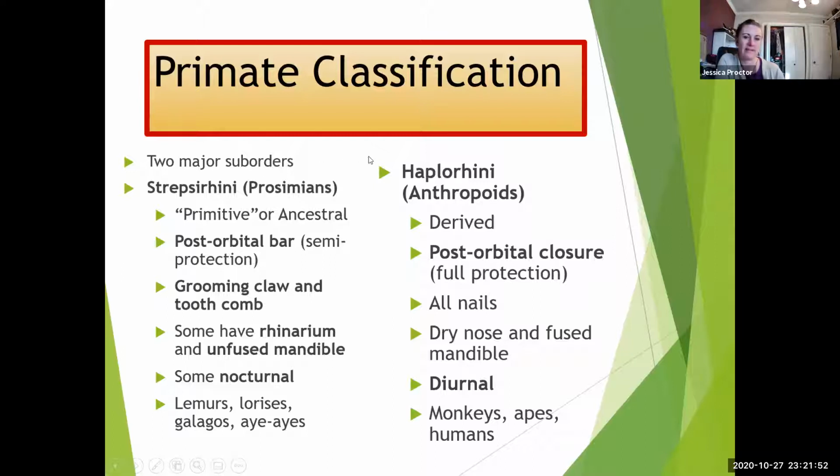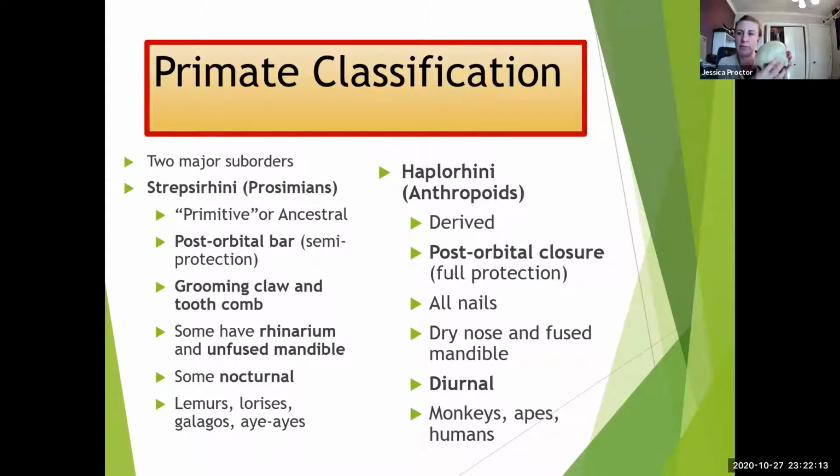All right, so then the higher order. You might also see them called lower order. Lower order are Strepsirrhines, higher order are Haplorhines. So the Haplorhines are going to have more of those derived features. Remember, derived just means they have evolved more recently in our past. So they do in fact have full post-orbital closure. That just means there's full closure, full protection around the orbits.